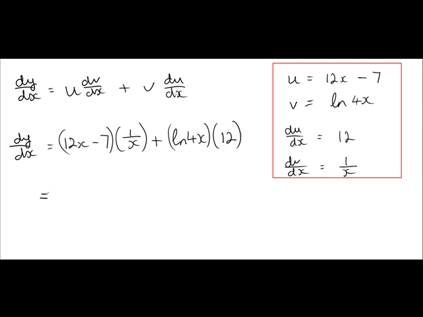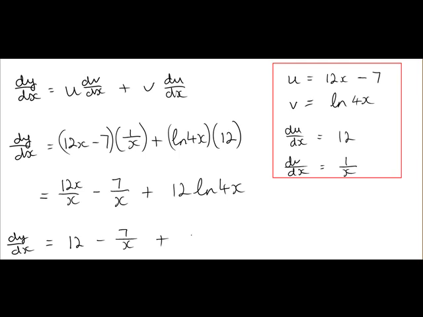So we complete our multiplication here. 12x by 1 over x gives us 12x over x. Minus 7 by 1 over x gives us minus 7 over x. We've plus 12 times ln 4x. So our last step is just to simplify it down. So 12x divided by x is 12, with minus 7 over x, plus 12 times ln 4x. And that's our equation completed.